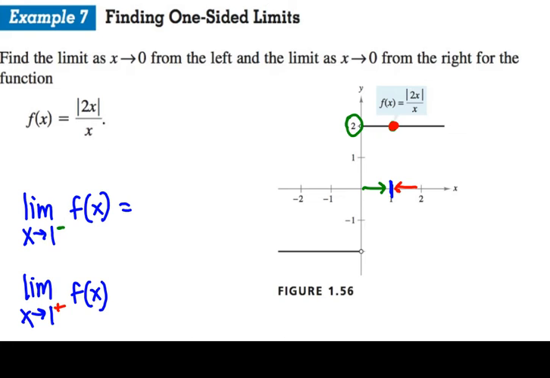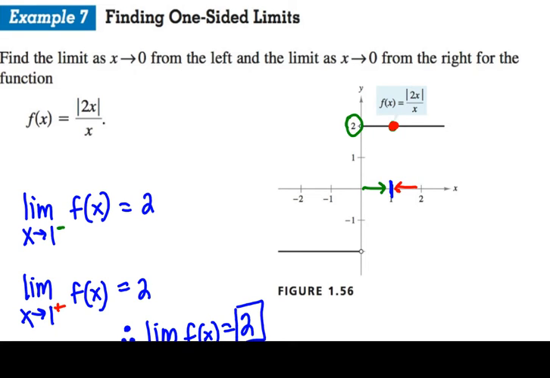Now, the limit as x approaches 1 from the left is 2. The limit as x approaches 1 from the right is also 2. Therefore, the limit as x approaches 1 of f of x is equal to 2.